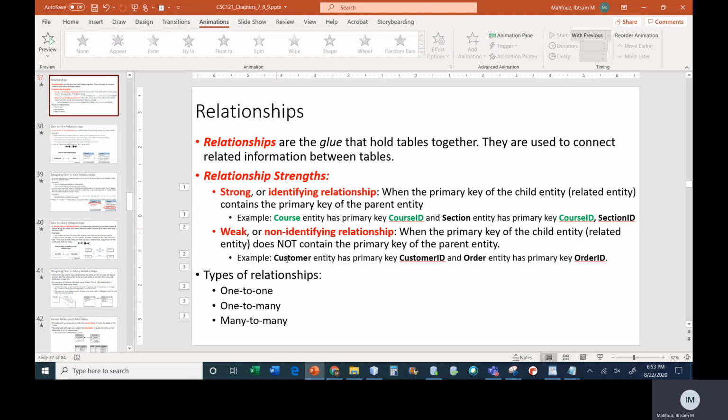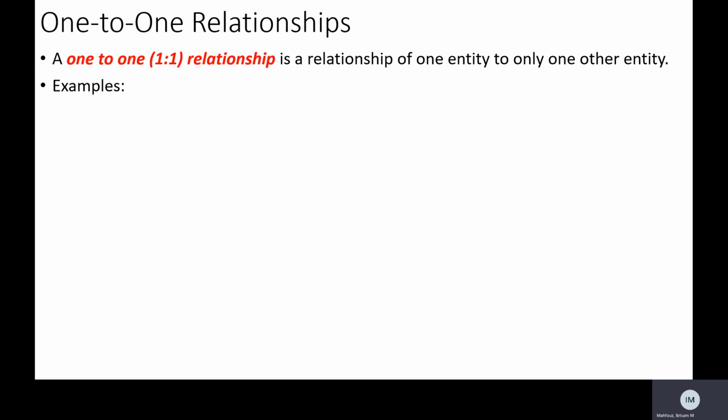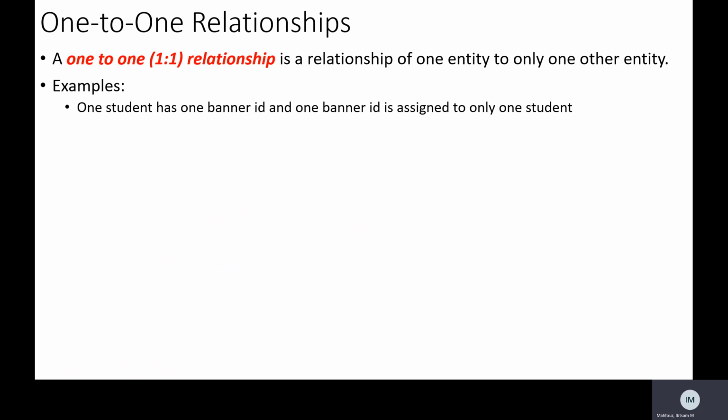Now, there are 3 types of relationships. There's a one-to-one relationship, one-to-many, and many-to-many. And we're going to talk about each one. So a one-to-one relationship is a relationship that one entity has with another, but there's one entity to only one other entity. What are some examples in real life? One student has one banner ID, and one banner ID is assigned to only one student.